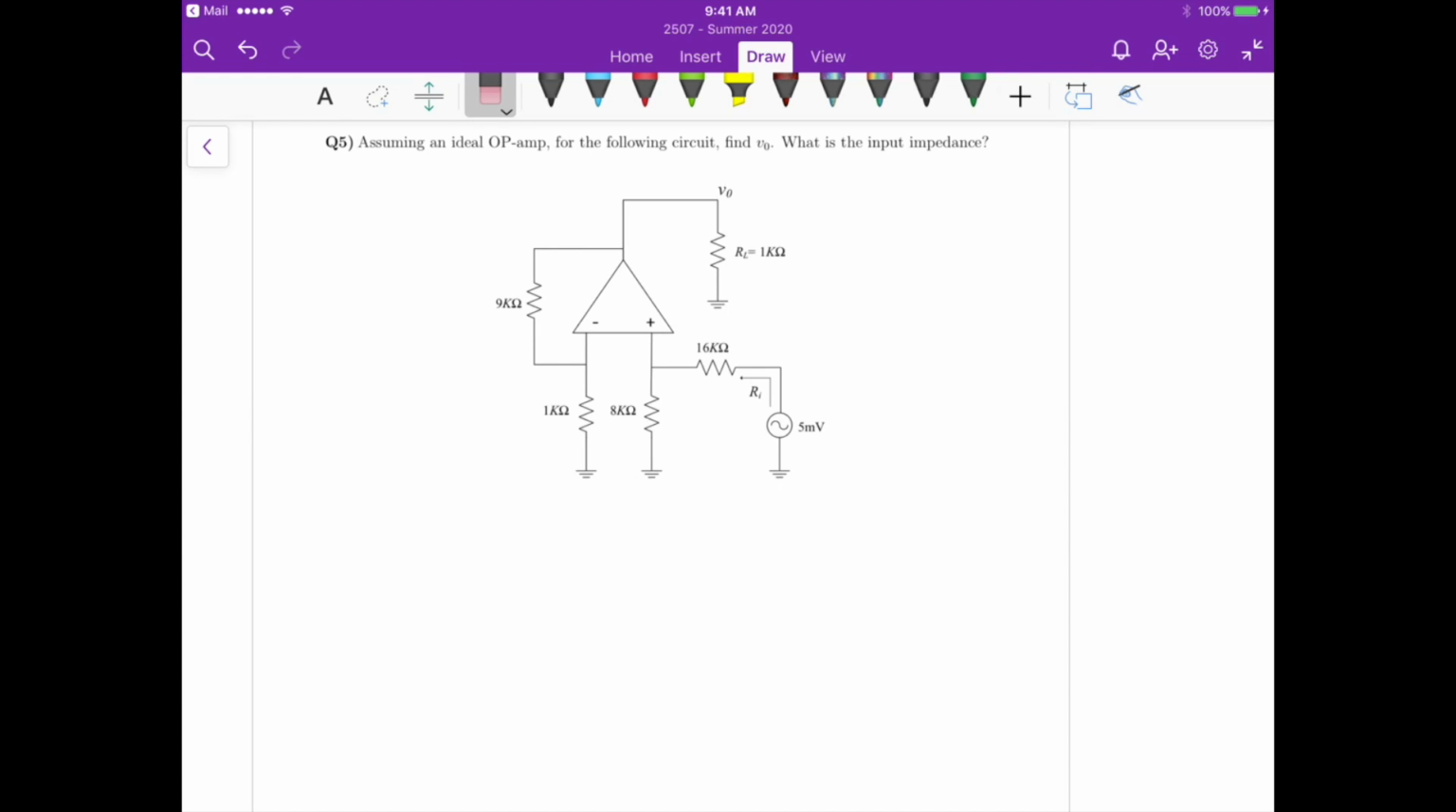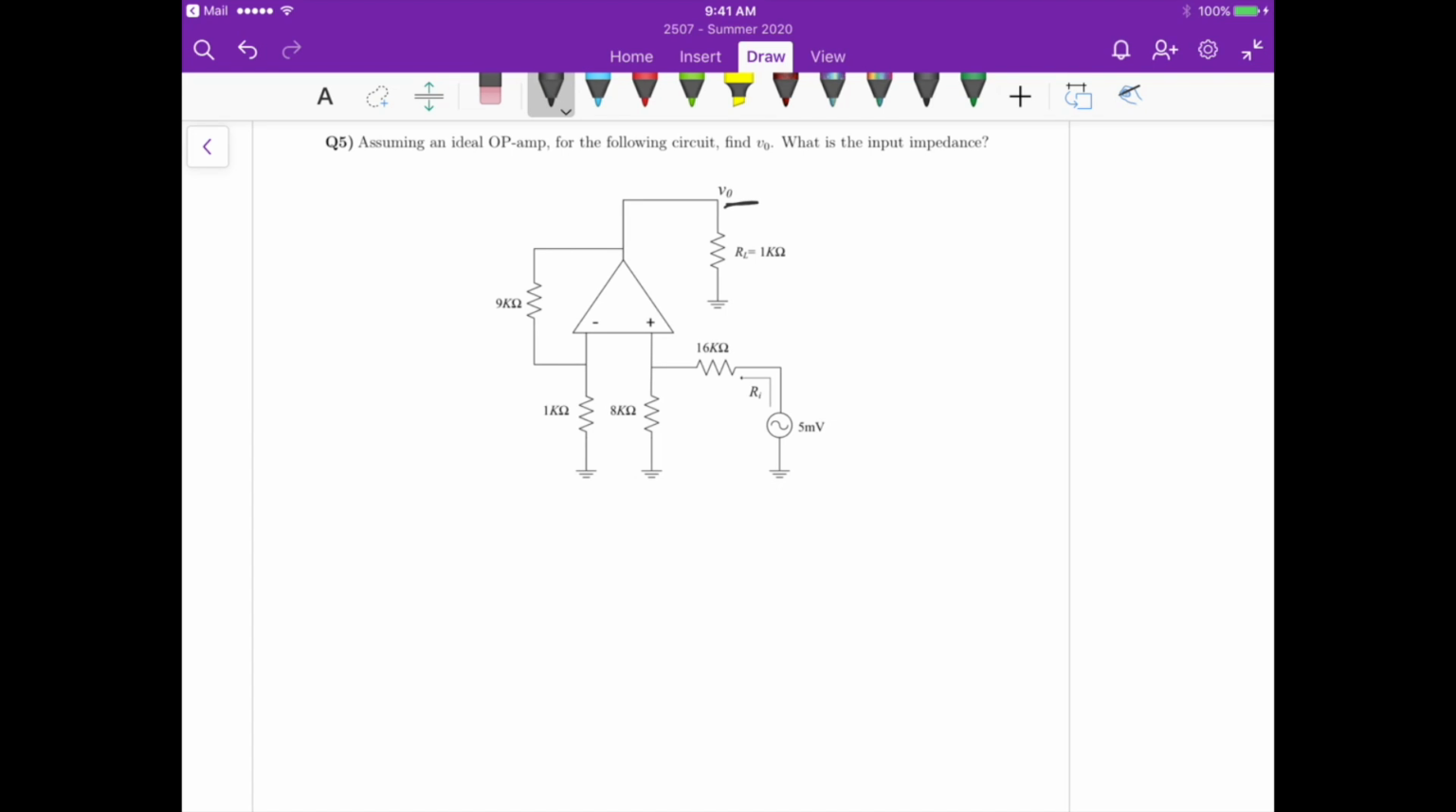So hi again, this is question 5 for set 2 of 2507. On this question we have to assume an ideal op-amp for the following circuit, and then we need to find V out here at the output. And what's the input impedance R1? So it's the input impedance seen from the input source.